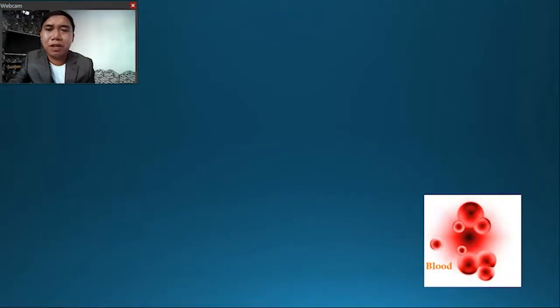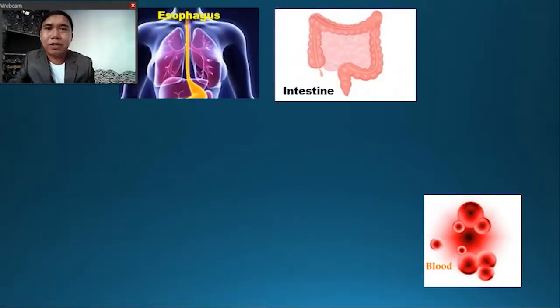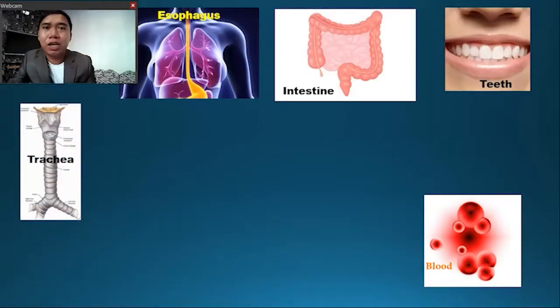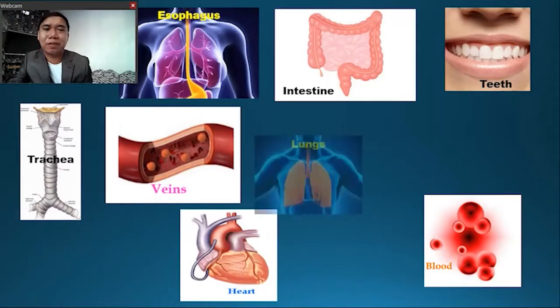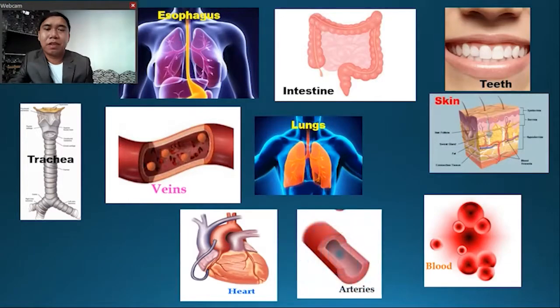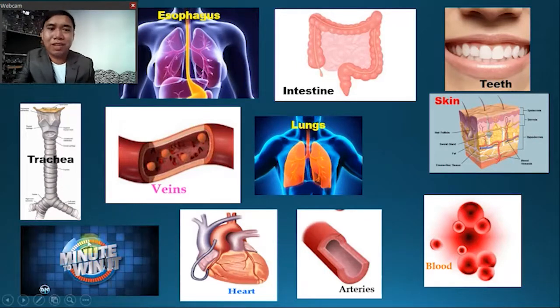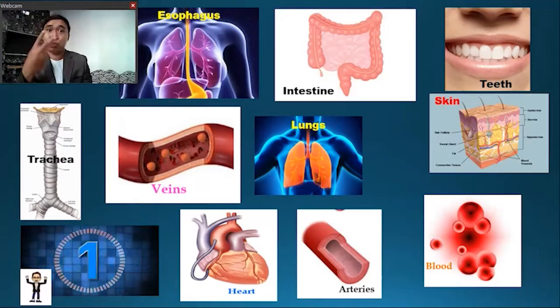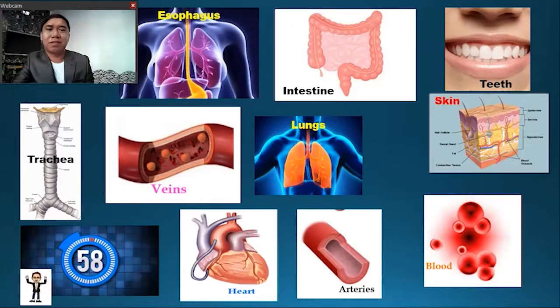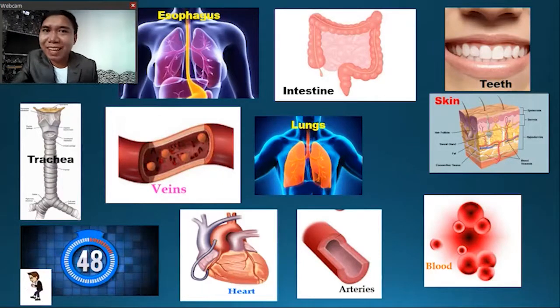Now, here are the following parts of the body. You're going to choose only four parts or components of the circulatory system. For this short activity again, I'll give you 1 minute to do this. And your timer starts now. The game begins in 3, 2, 1. Boom! You can do it again, just like what you did a while ago.